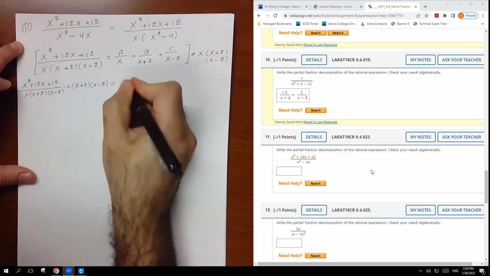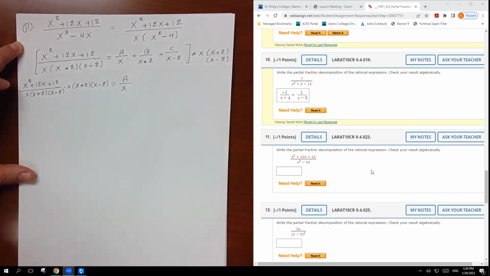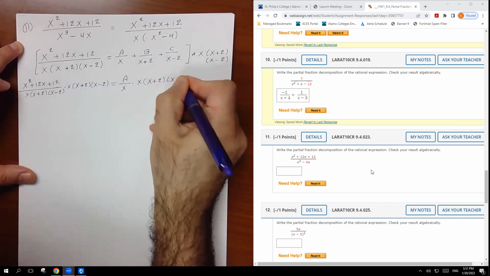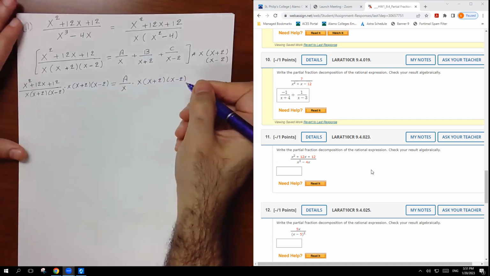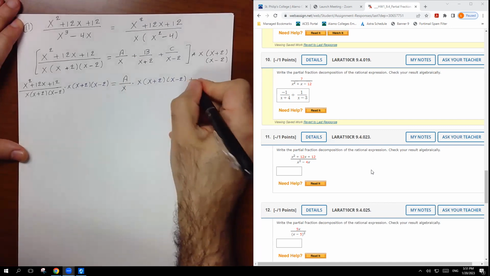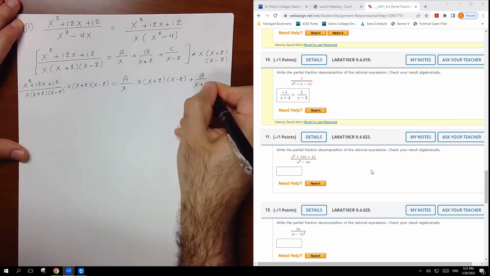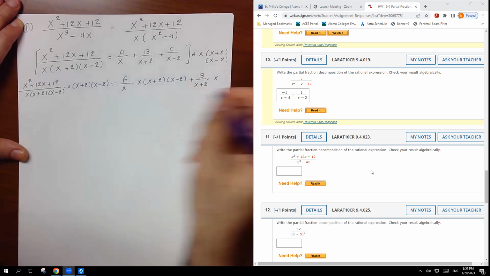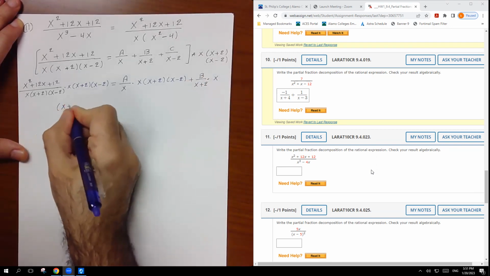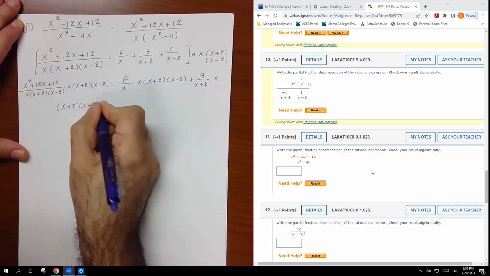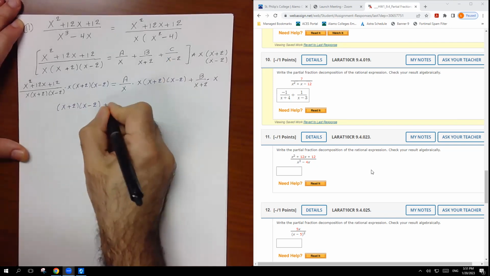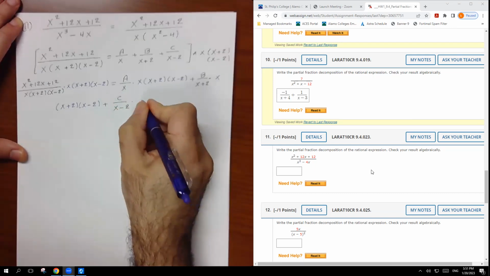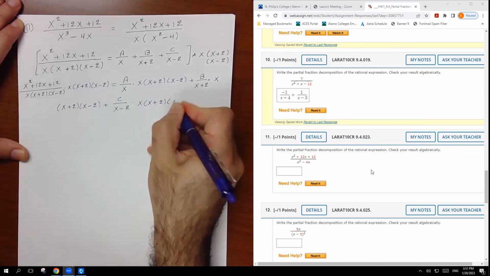Now it's going to be equal to a over x times the least common denominator, which is (x plus 2)(x minus 2). Now the second term is plus b over (x plus 2) times the least common denominator, which is x. I'm going to write down the left here, (x plus 2)(x minus 2). And the third term is plus c over (x minus 2) times the least common denominator, (x plus 2)(x minus 2).